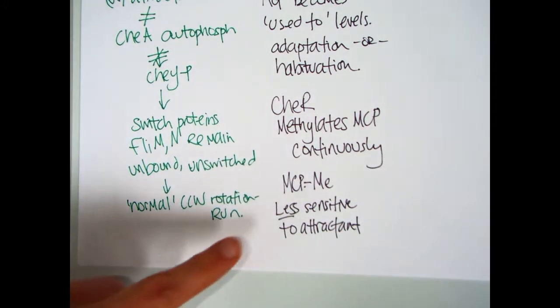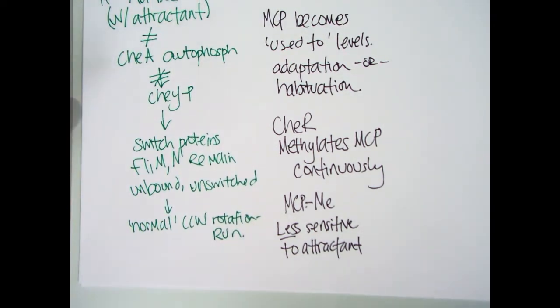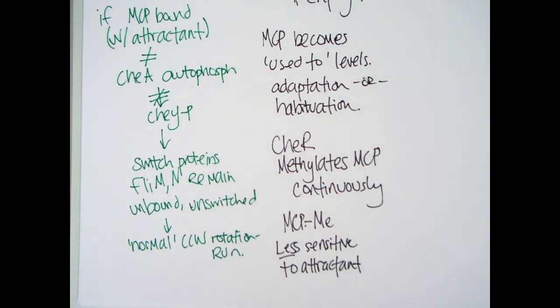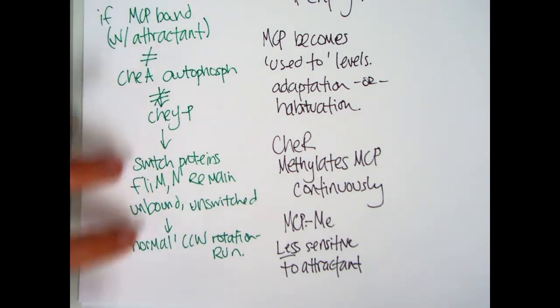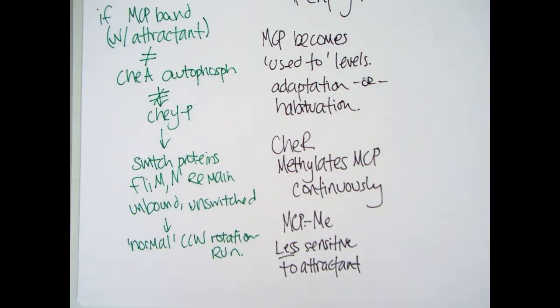Okay, so if you have MCP methylated and there is a small level of attractant, the MCP will not bind the attractant, because methylated MCP is less sensitive to low levels of the attractant, and so the low levels will not be bound, and this process would not happen. It would be as if the receptor was empty. So again, the methylation allows the cell to tell low levels of attractant from high levels of attractant by desensitizing the receptor to low levels of attractant. Hopefully this makes sense.